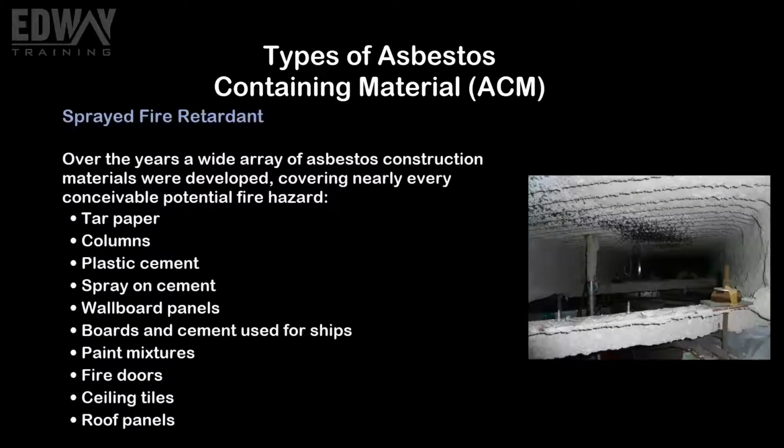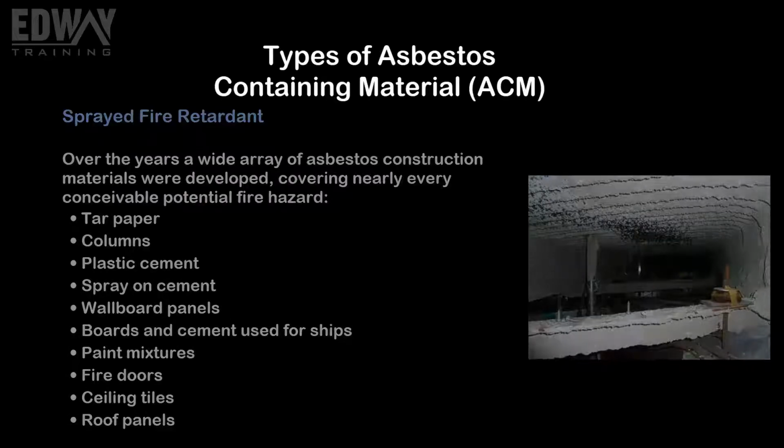Over the years, a wide array of asbestos construction materials were developed, covering nearly every conceivable potential fire hazard. Car paper, columns, plastic cement, spray-on cement, wallpaper panels, board and cement used for ships, paint mixtures, fire doors, ceiling tiles, roof panels, and more.